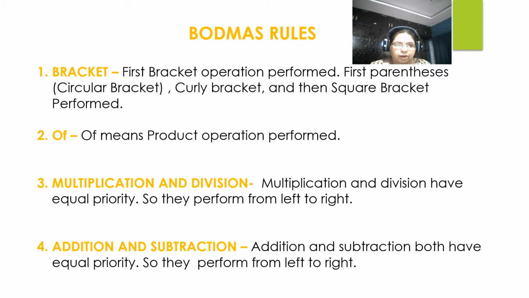Verma's rules. First is B for brackets. First the bracket operation is performed: first parenthesis, that is the circular bracket, then curly bracket and then square bracket. Then O, for of. Of means product operation is performed. Then D for division, then M for multiplication. Division and multiplication have equal priority, so they are performed from left to right.